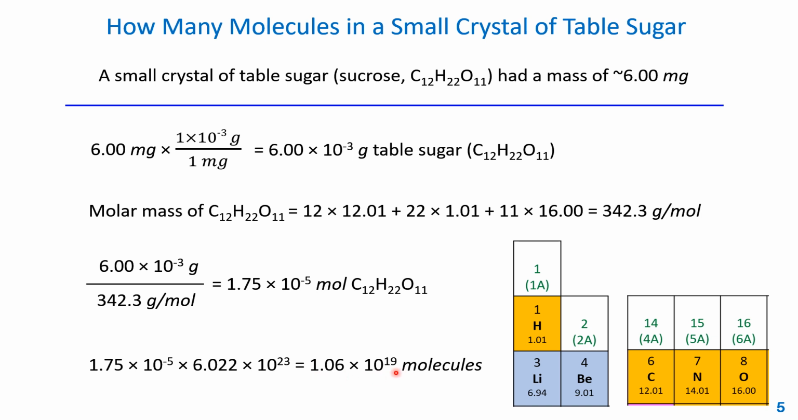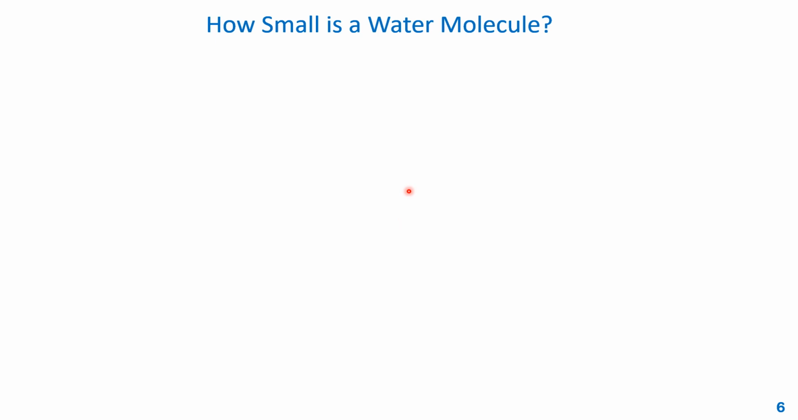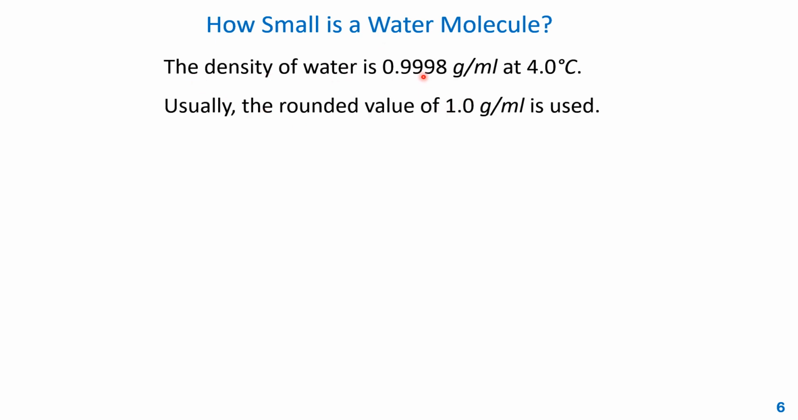Okay. One last example, it's a different question. How small is a water molecule? Another way to say it: what's the size of one water molecule? We know the density of water is 1, but actually the most precise number at 4 degrees is 0.9998. So usually we just use 1, just for convenience. Okay. So that's the information we can use.